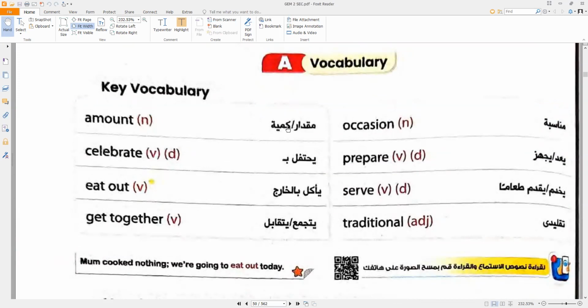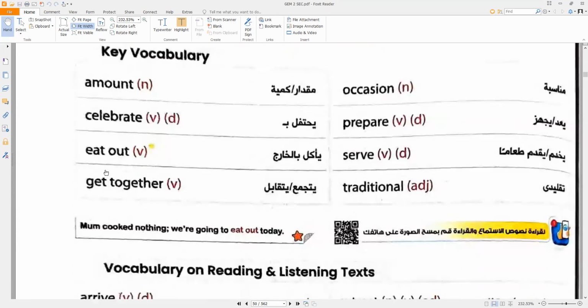The key vocabulary in this unit, number one, amount. Amount of something you eat, a large amount of protein or of vitamins, of carbohydrates. Celebrate, celebrate something. Celebration, yeah. We can say celebrity, someone who is very famous, like actresses.